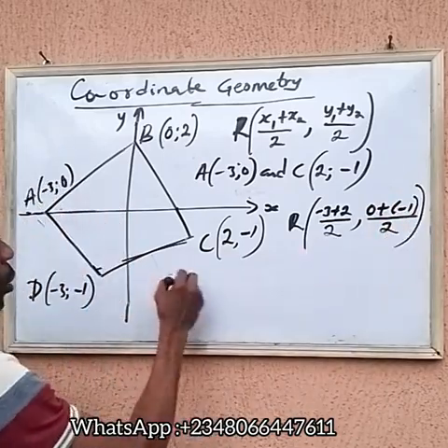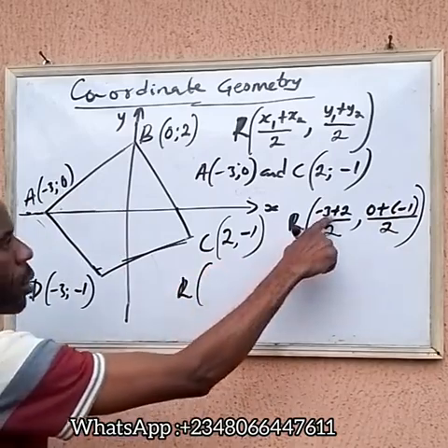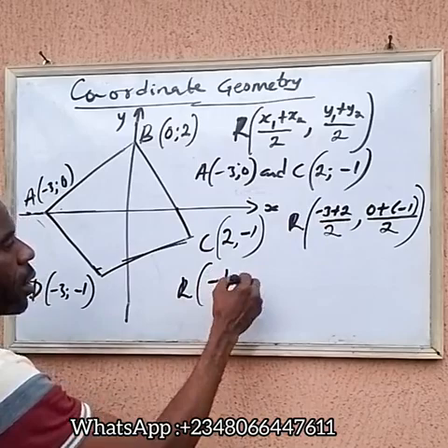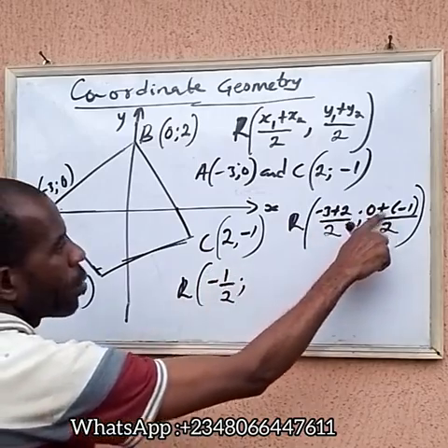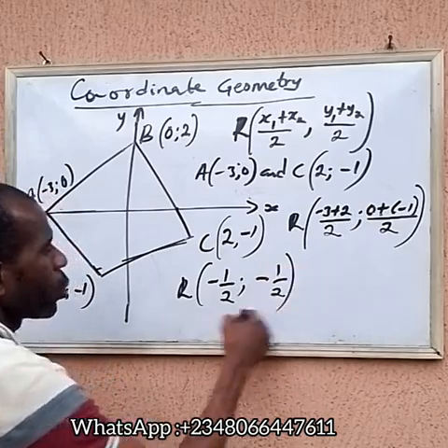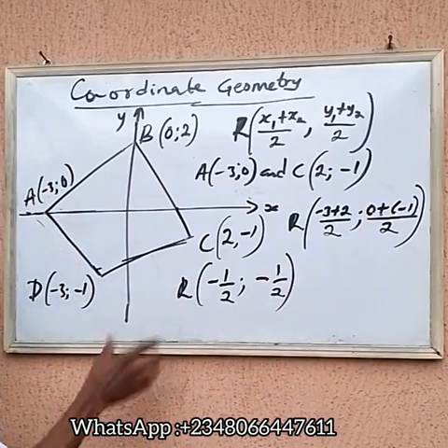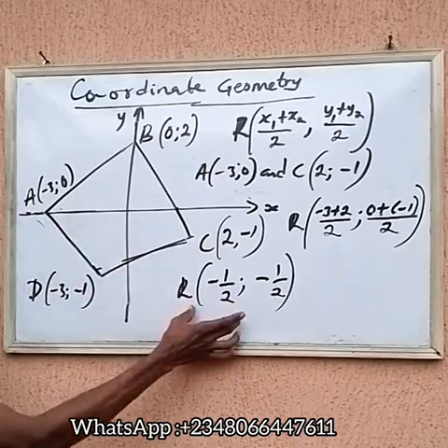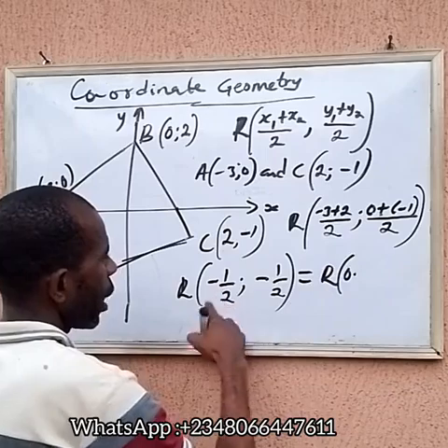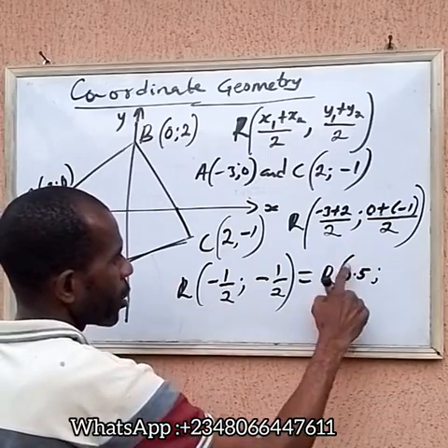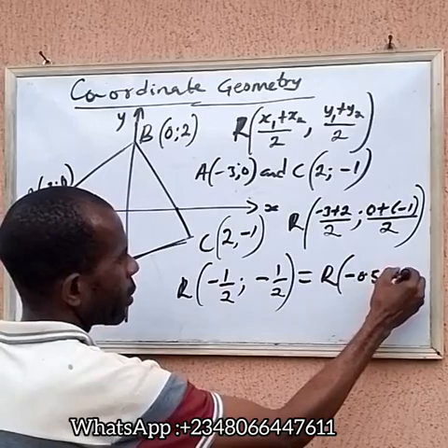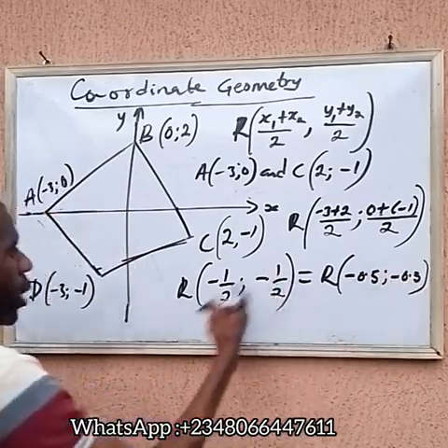Now your R coordinates will give us: -3 plus 2 gives us -1, so we have -1 over 2. Then 0 minus 1 is what? -1. So you have -1 over 2. This is the coordinate of the midpoint of line AC. Or you can leave it like this, or put it in decimal form. Half is 0.5, so that's -0.5, comma, -0.5. So this is for the midpoint.